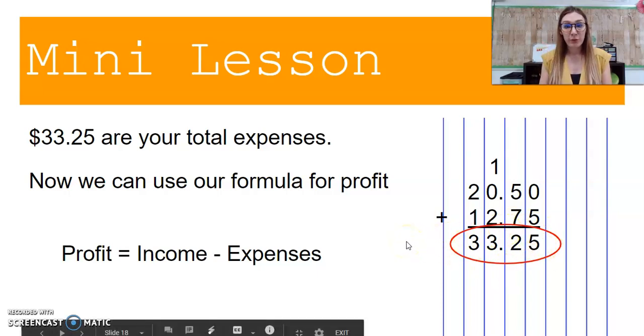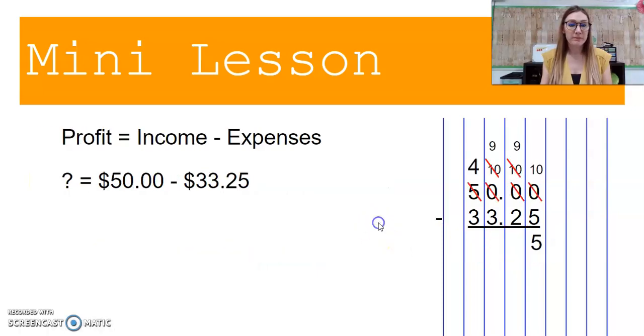Now we can use our formula for profit. So my formula is profit equals income. Remember, you made $50 selling lemonade. That's your income. That's money coming into your pocket. But we have to subtract the expenses, what it cost you. So we're going to go ahead and set up a subtraction problem because those expenses are leaving your income, right? It's money that's leaving your bank account. You don't get to keep that money.